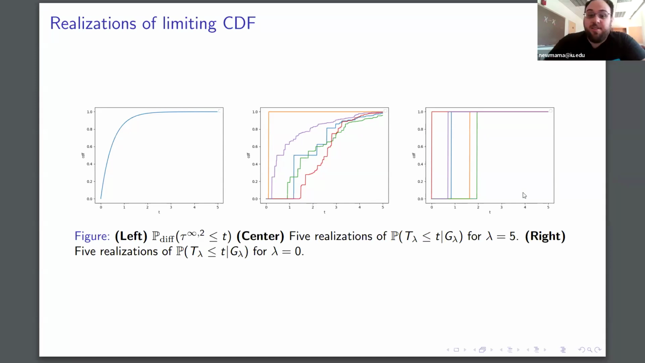Well, on the left here, you can see the CDF for a standard exponential rate 2 random variable. It's nice and smooth. But even for moderate lambda, like lambda equals 5, you have these strange jumps. They're jumping with random sizes at random times, and they don't look much like the standard exponential. And in the most extreme case, when lambda is equal to 0, it jumps from 0 to 1 according to some exponential rate 2 time, right? So it jumps at this random time all the way up. It's like a random Heaviside function, right?